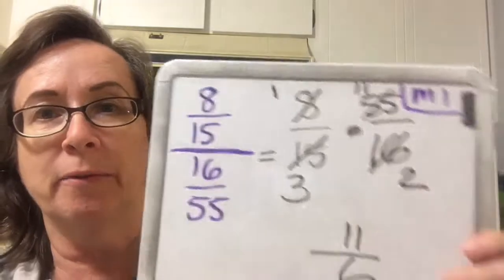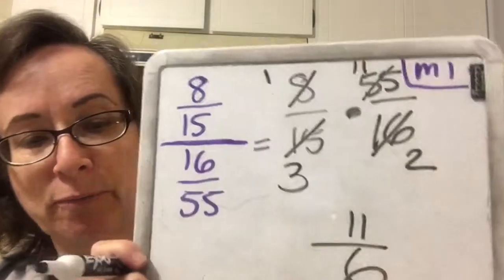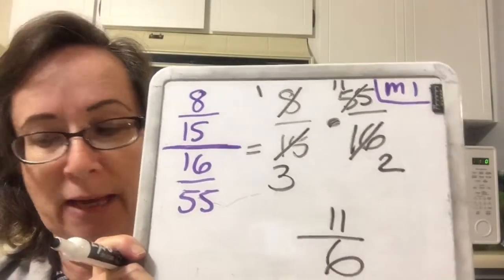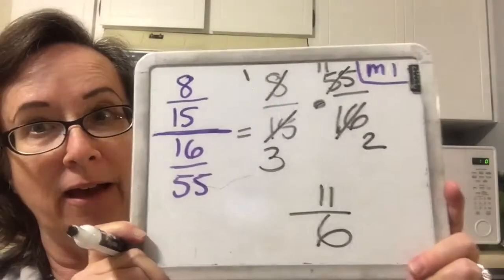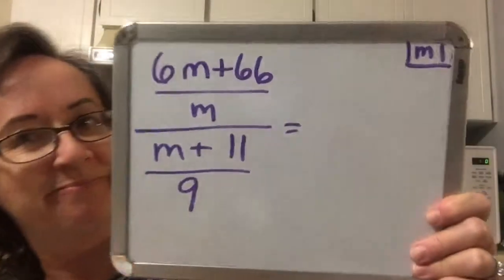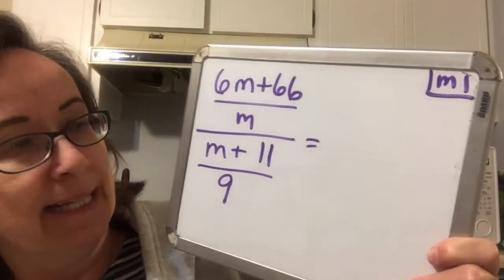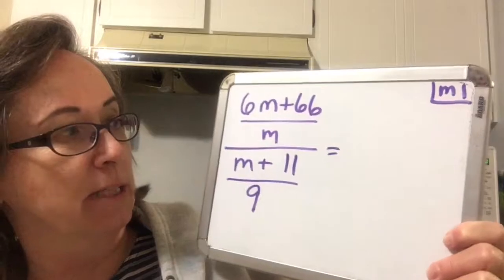so my final answer will be 11 over 6 for that one. Now that one was not rational expressions, but that was just regular fractions, but it reminds us of the process. So here is a complex rational expression.